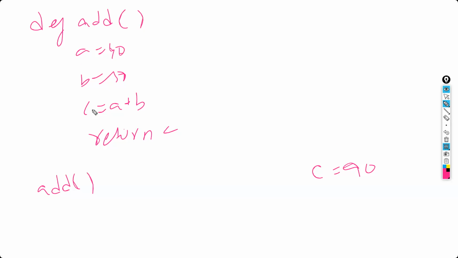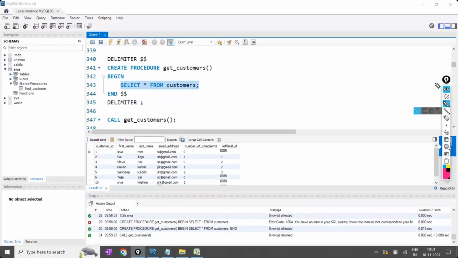Whenever you have multiple lines of code, some kind of big-size code, instead of writing that big code every time, we create a shortcut. In the same way, this is a basic example. What I'm showing you is a basic example. If you just want to select star from customers, you don't need to do this.